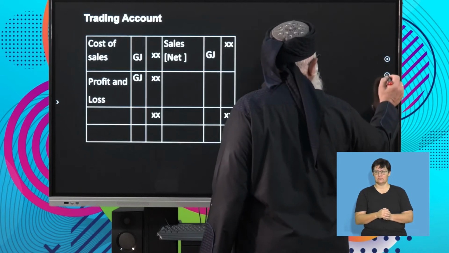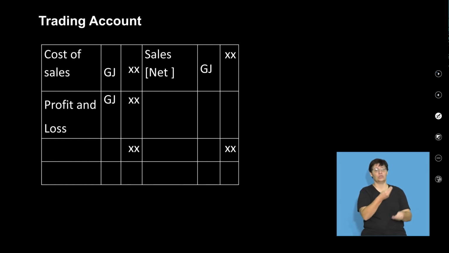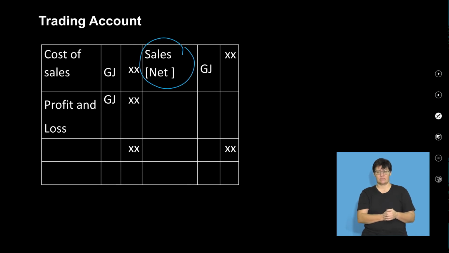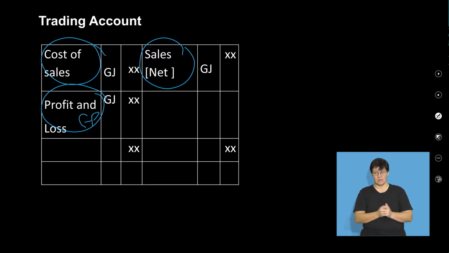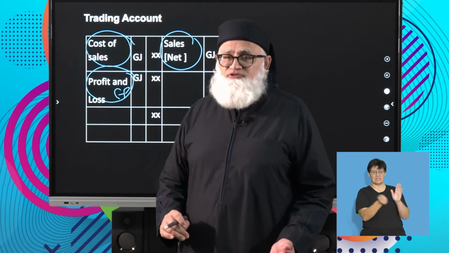We now look at the trading account. If you're using a perpetual inventory system, in your trading account, you've got three components. What are those three components? They are your sales, your cost of sales, and obviously the profit and loss, which is your gross profit figure that you calculate. So the trading account of a perpetual inventory is pretty straightforward: sales, cost of sales, and your profit and loss.